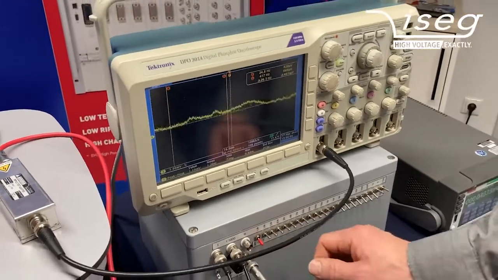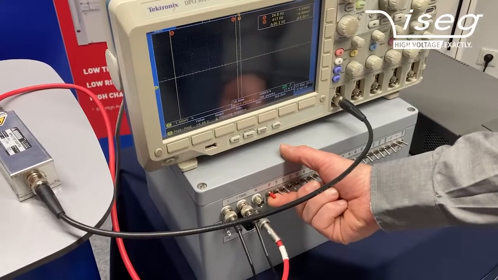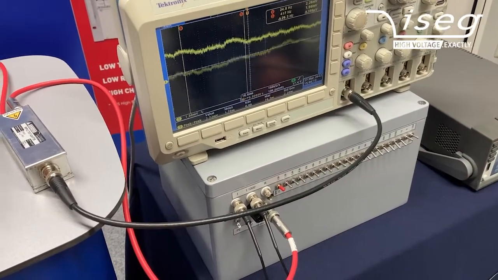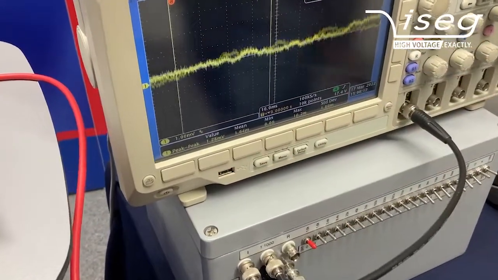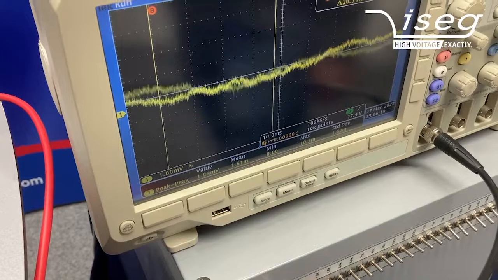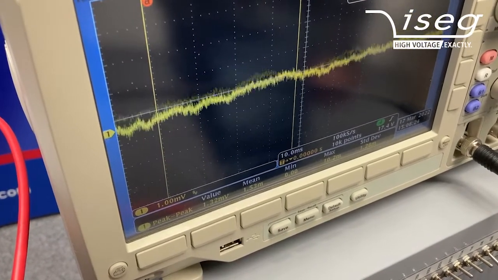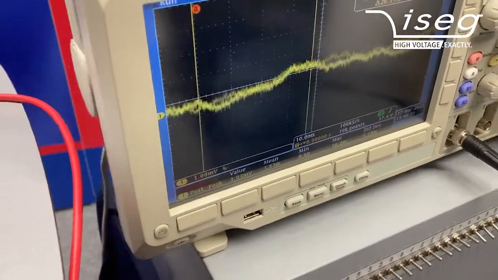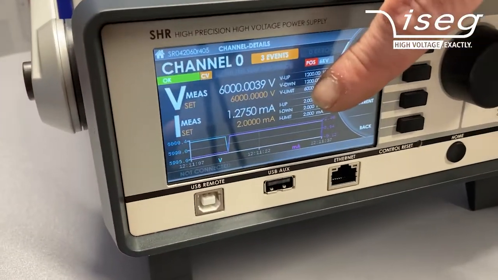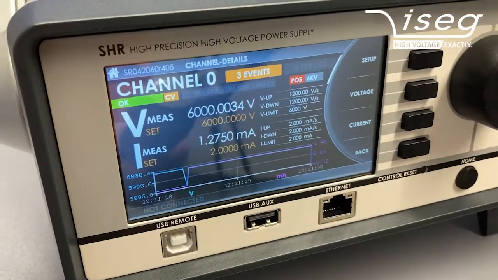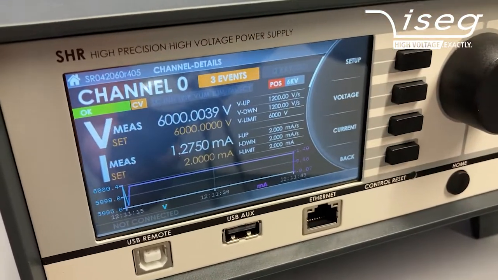We can now also give some load. Just switch it on and wait a moment to stabilize. So again, we see that the values peak to peak for ripple and noise didn't change much. It's just above 1 millivolt. So right now we can have a look here at the current we actually see at this load condition. This is 1.2 milliamps.